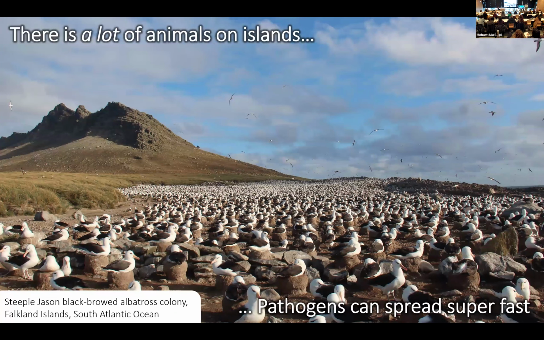Same here with an albatross colony. This one is 200,000 pairs, the biggest black-browed albatross colony in the world. And so you can see, same thing, everyone is nicely set on their nest, waiting to be sampled.